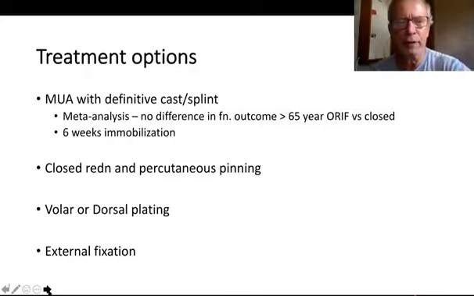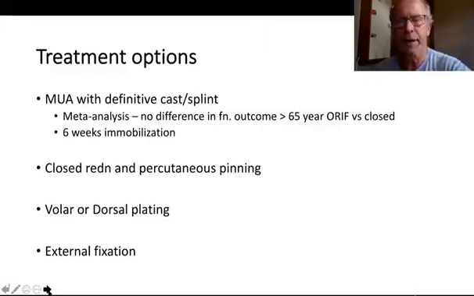But if you look at them, there's a meta-analysis that's basically had a look, and it says that in over 65, there really isn't any difference in functional outcome if you do an open reduction internal fixation versus closed manipulation. So if you're in the rural area and you've got an elderly patient, then it would be more acceptable from a functional outcome point of view to not send the patient for surgery.